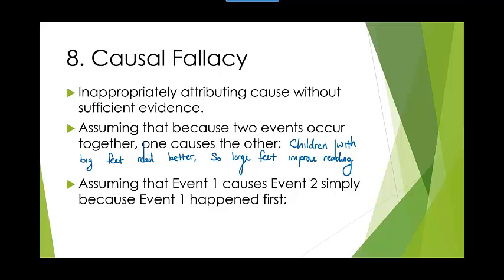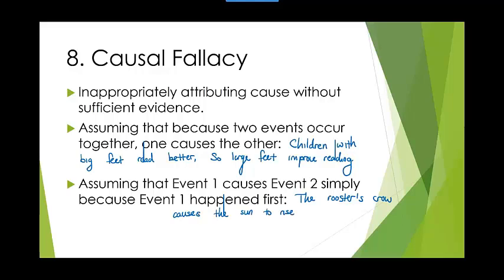And then similarly, causal fallacy could come in the form where you assume that event 1 causes event 2 simply because one of them happened before the other. So an example of this would be if you say that the rooster's crow causes the sun to rise.